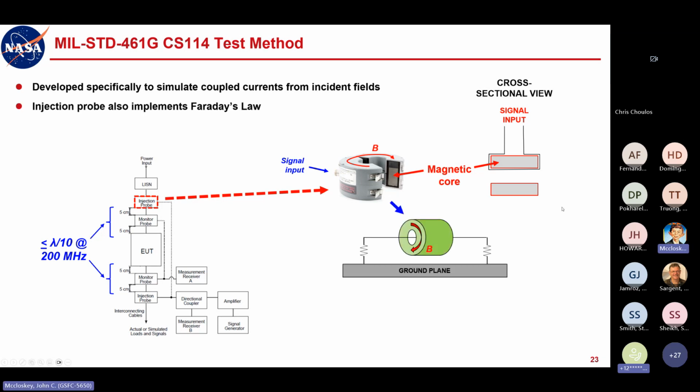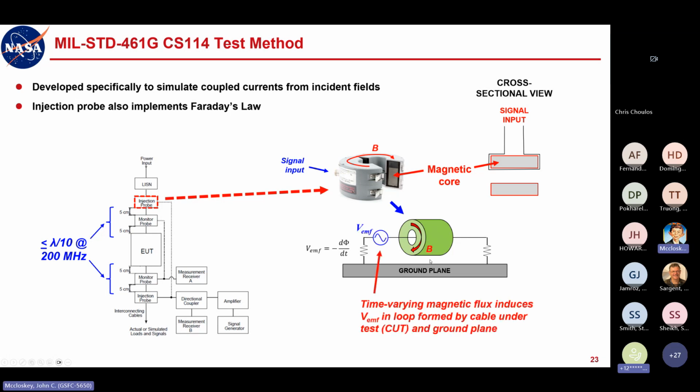Okay, thank you. So then when you clamp the probe around your cable under test, that magnetic flux couples through the loop, and then that time varying magnetic flux induces an EMF or a potential in that loop, right? In this case, formed by the cable under test and the ground plane.